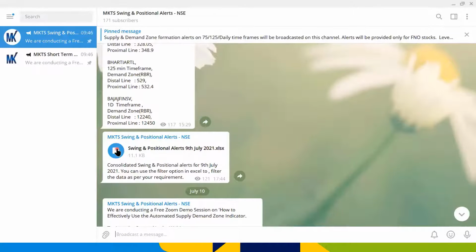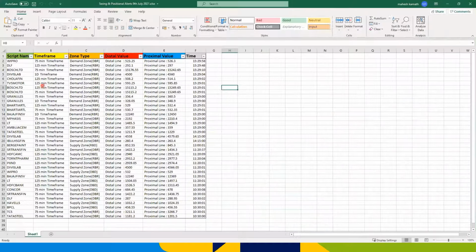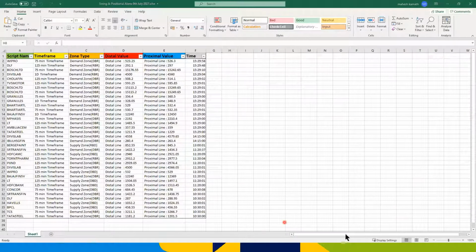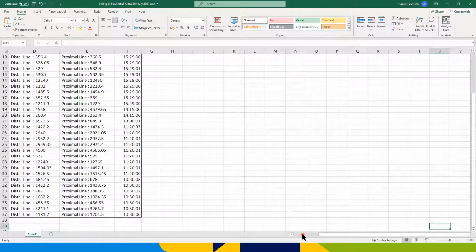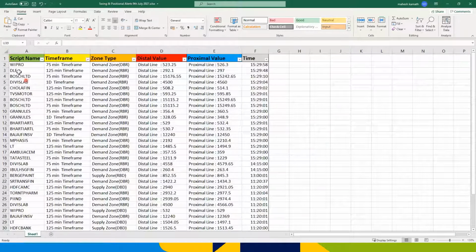Let's see what are the alerts that we got. This is the consolidated alerts for the day. It's the total alert log for that day. Now let's use this to scan for opportunities. Someone was asking, how do we scan for opportunities? So you get the script name, time frame, what kind of a zone, distal value, proximal value, and what time the zone was created.